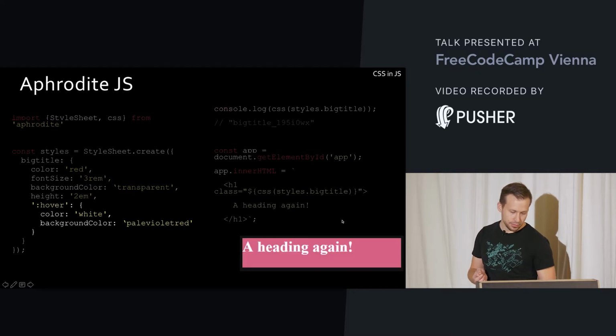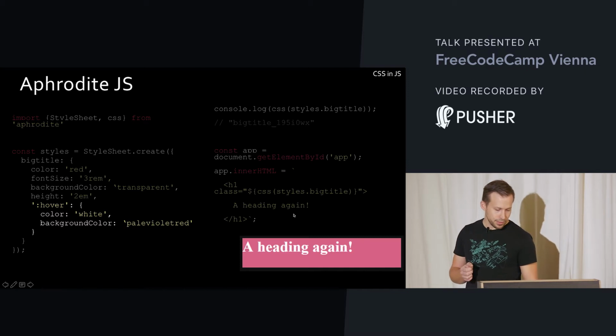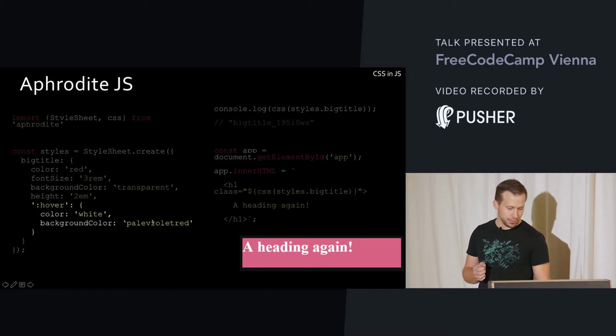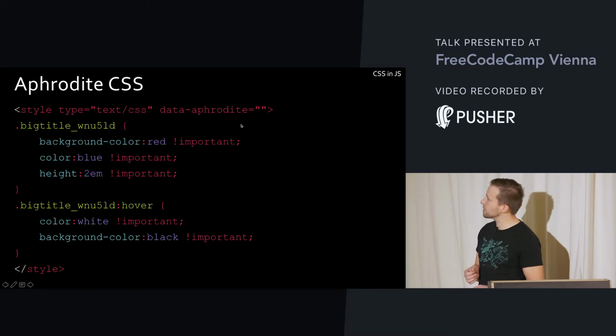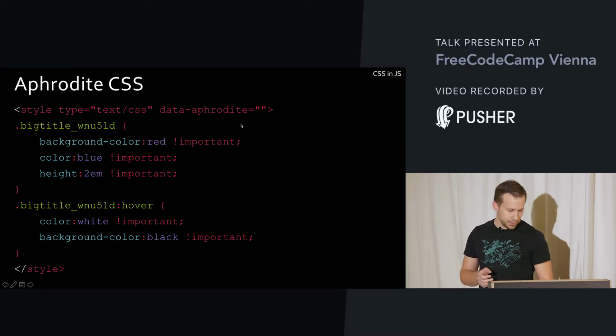So, if we have a look at the output, first, of course, when I'm hovering over the element, this hover style will get applied. This works nicely. So, I'm just showing you the output. This is the CSS that will get injected into the document. We see the original selector name, and we also see the hash trailing it, which makes it unique.